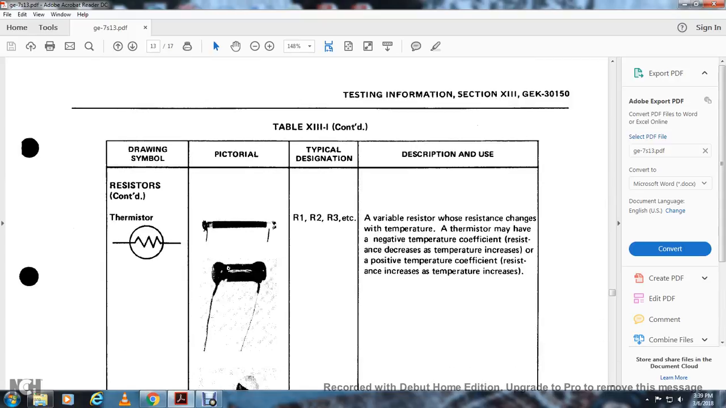Alright, your thermistor is a circle with a zigzag line in it. Its typical designation is R1, R2, R3. It is a variable resistor whose resistance changes with temperature. A thermistor may have a negative temperature coefficient, where resistance decreases as temperature increases, or a positive temperature coefficient, where resistance increases as temperature increases.